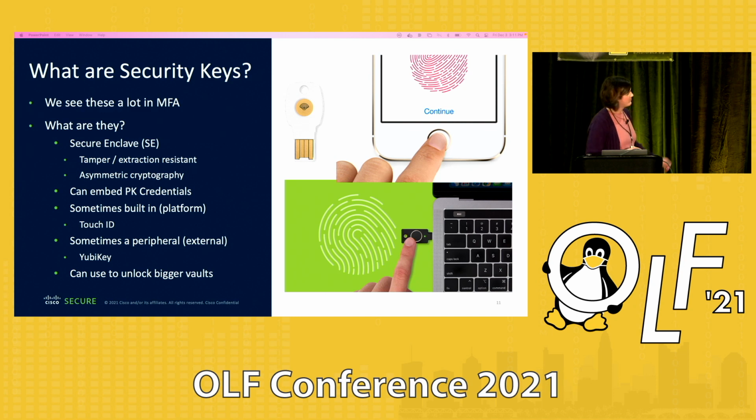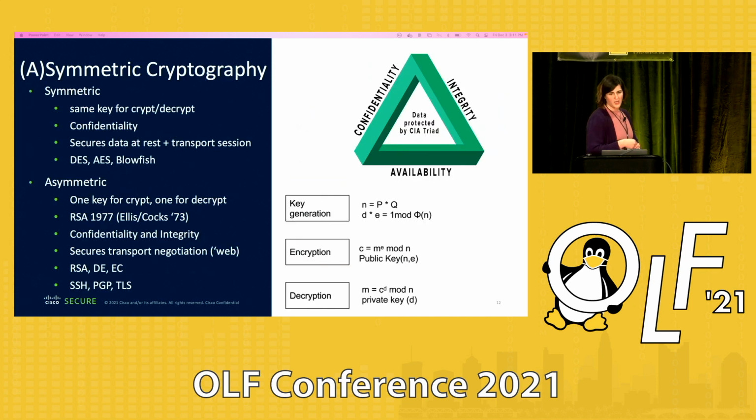Pictured over on the side, we see the Google Titan key, Touch ID on an iPhone, and then YubiKey launched their biometric key this year. That's kind of neat. A little bit about cryptography.